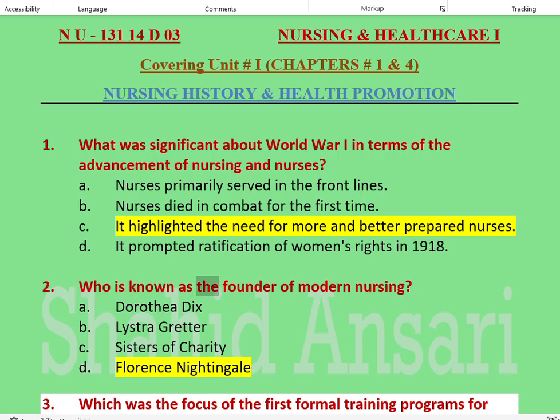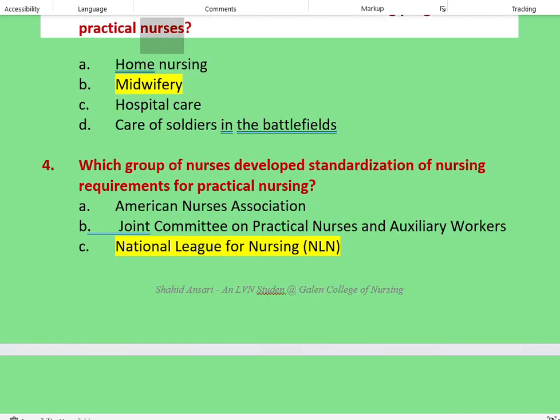2. Who is known as the founder of modern nursing? A. Dorothea Dix. B. Lystra Gretter. C. Sisters of Charity. D. Florence Nightingale. 3. Which was the focus of the first formal training programs for practical nurses?